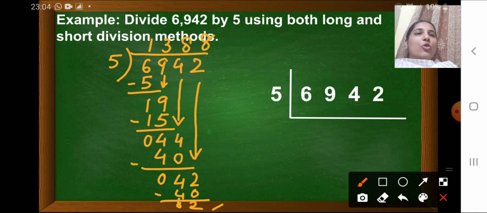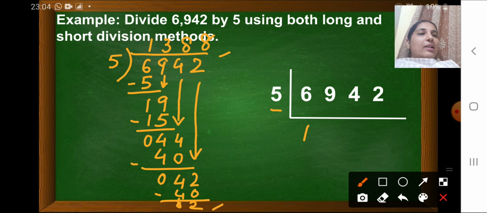Okay, and our quotient here is 1388. Now let's do the same division using short division method. So just see the first digit of the dividend here children. This is our divisor, and the 6942 is the dividend.